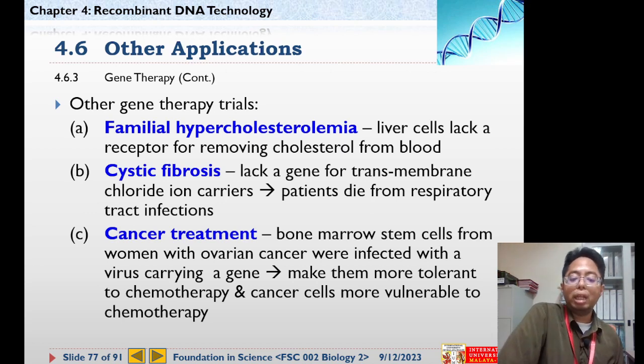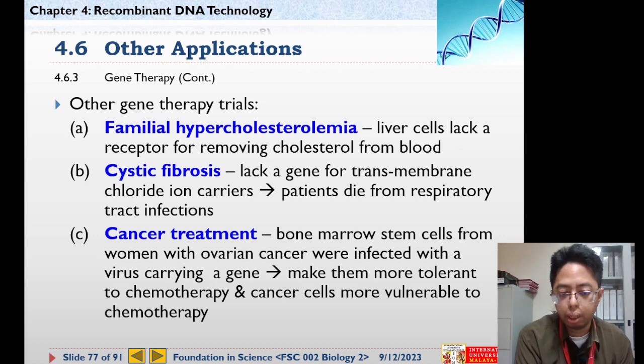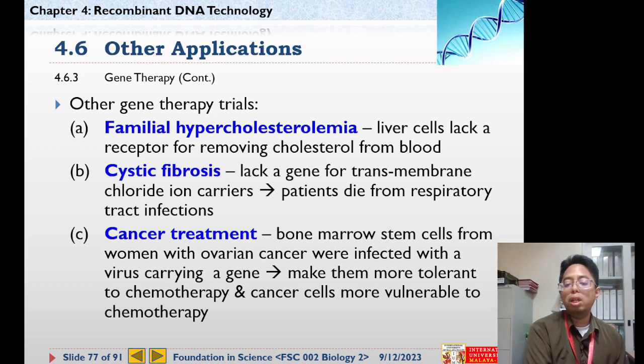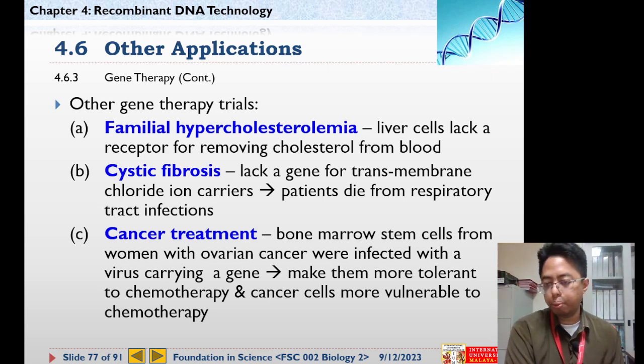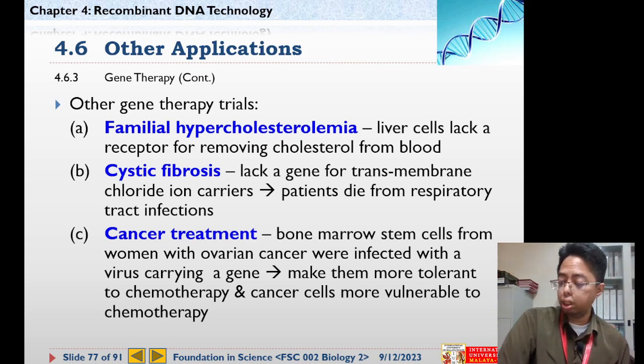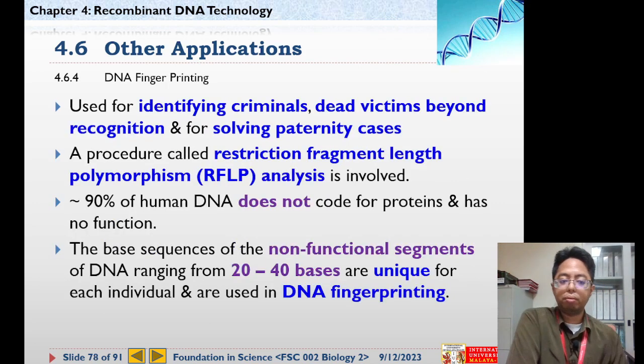Next will be cancer treatments. The bone marrow stem cells from a woman with ovarian cancer will be infected with a virus carrying a gene that makes them more tolerant to chemotherapy and makes cancer cells much more vulnerable to chemotherapy. Chemotherapy is a treatment that causes all dividing cells to slowly suffer and die. But with this gene therapy treatment, the good cells that we don't want to die will survive, but the cancer cells will die quickly through the chemotherapy.